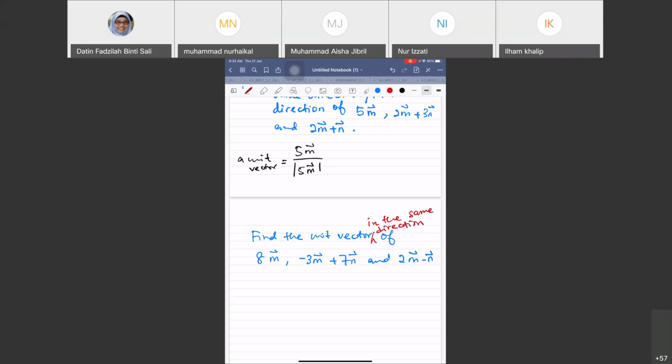Okay. Then of those given vectors. Okay, so that's the question. Can we take a look at this one? Just one of that particular vector there. That means can you find me a unit vector in the same direction of that vector minus 3m plus 7n?